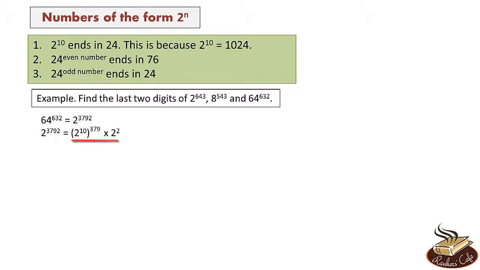2 raised to the power of 10 has the last two digits as 24. So our number becomes 24 raised to the power of 379 into 4. Now whenever 24 is raised to an odd number, the last two digits are 24. So our number becomes 24 into 4, which is basically 96. So the last two digits are 96.